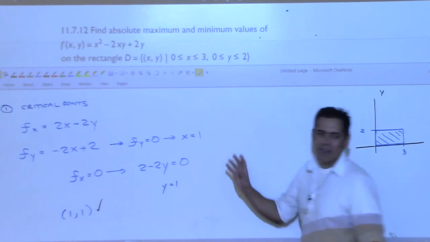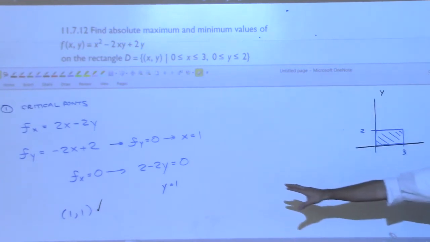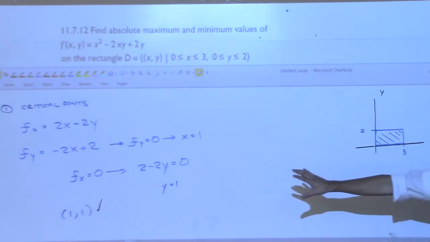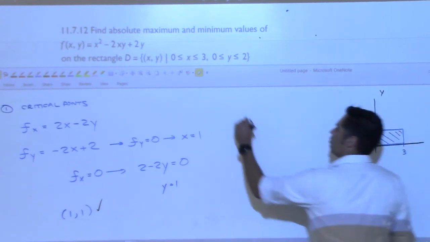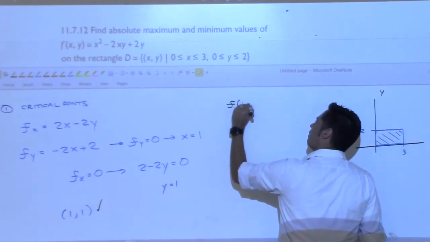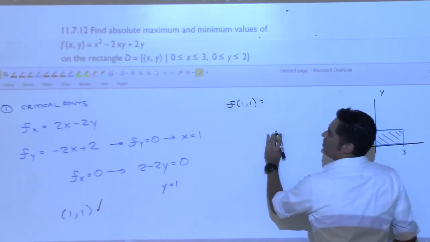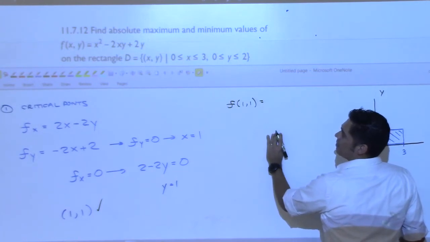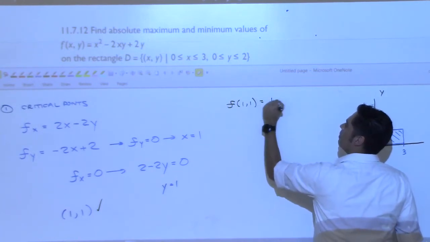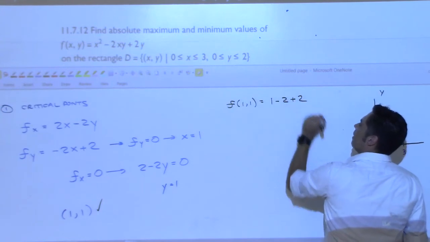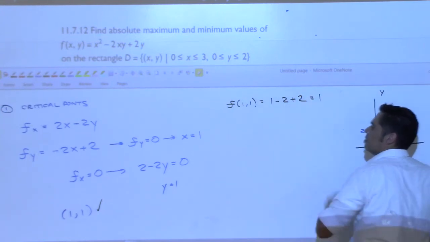Last time we waited till the very end. Let's just get the value of this now, so we don't forget later. So what is f of (1, 1)? Is it 1? Yes. So this is going to be 1: f(1, 1) = 1.